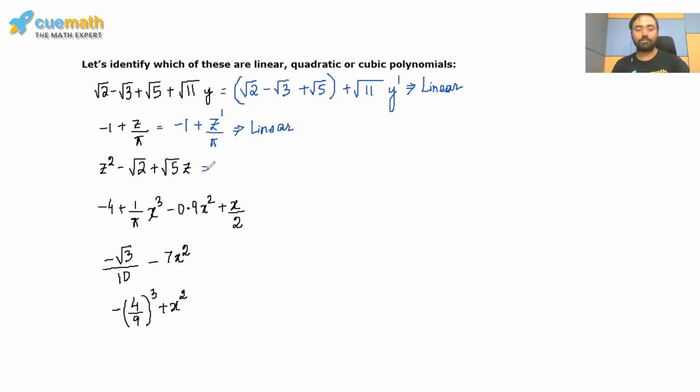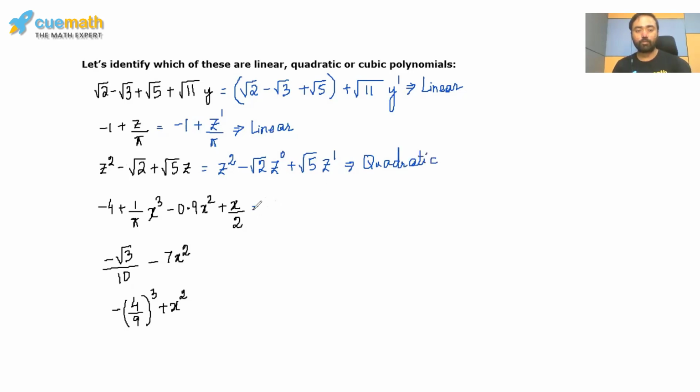In the next polynomial, we have three terms. And if we rewrite this, we are going to get z square negative square root of 2 z raised to the power 2, because this is the constant term, plus square root of 5 z raised to the power 1. Out of these three terms, the highest power or the degree of the polynomial is 2. Hence, this is a quadratic polynomial.